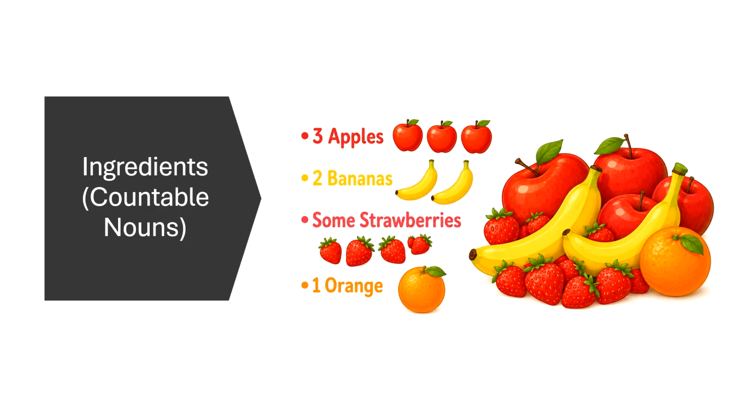For this recipe I need some countable ingredients. Countable means you can count them with numbers. For example, I need 3 apples and 2 bananas. I also need some strawberries and 1 orange.